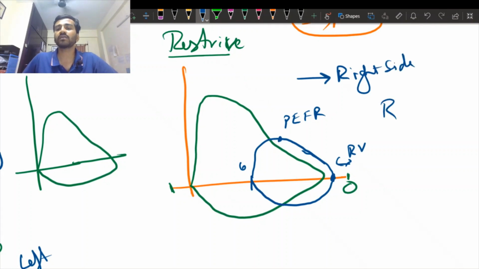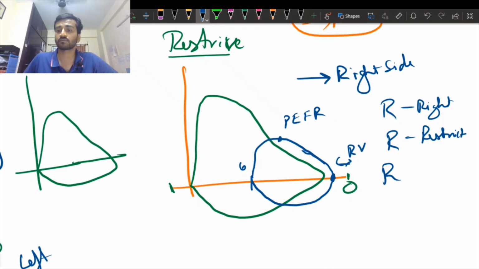So R, R, right loop, restrictive, and an example is fibrosis. Okay, lung fibrosis you can say.